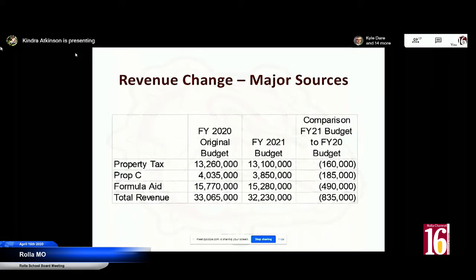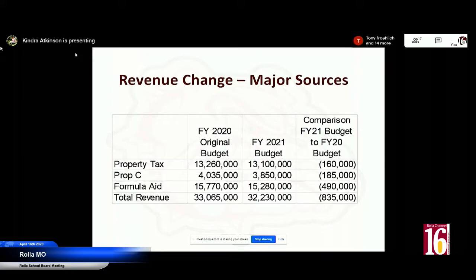So looking at those major revenue sources, you can see the total decrease from fiscal year 20 budget to fiscal year 21 budget is $835,000. So before I move on to expenditures, are there any questions on revenues?